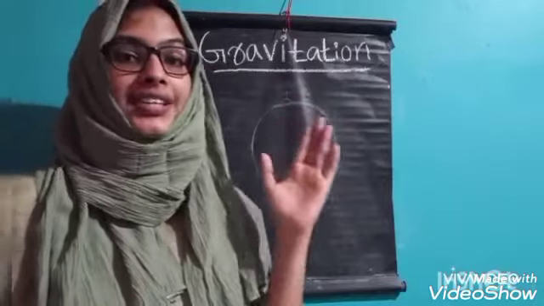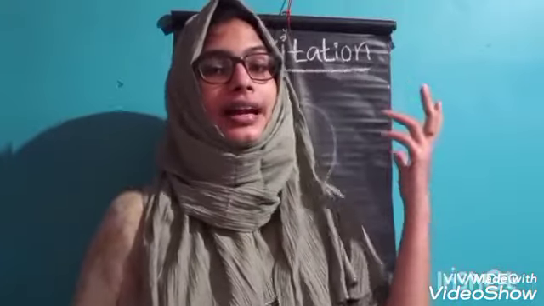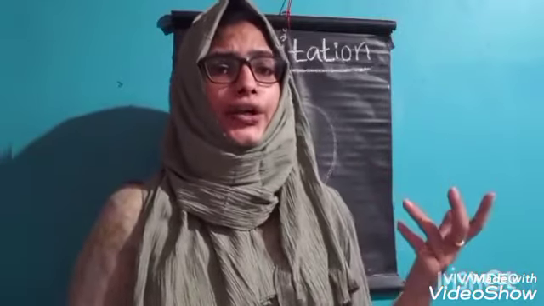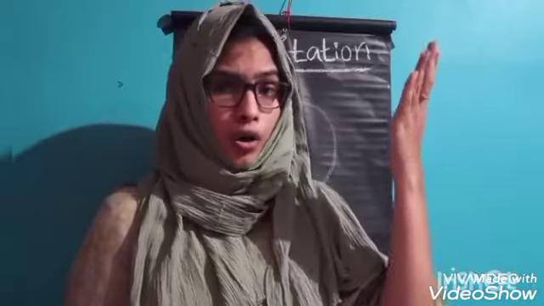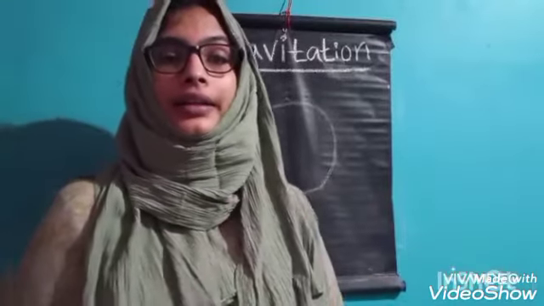Have you heard a story about Newton? Once upon a time, Newton was sitting under an apple tree, when suddenly an apple fell on his head. At that time he thought, why does the apple always fall downward? Why didn't the apple move upward?